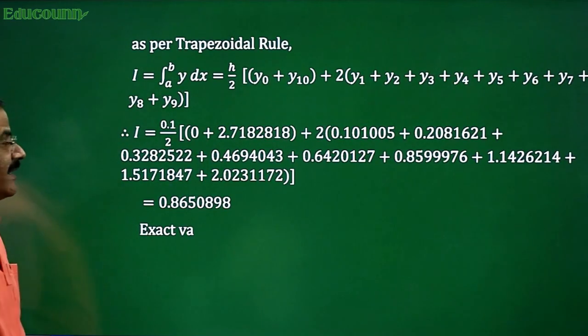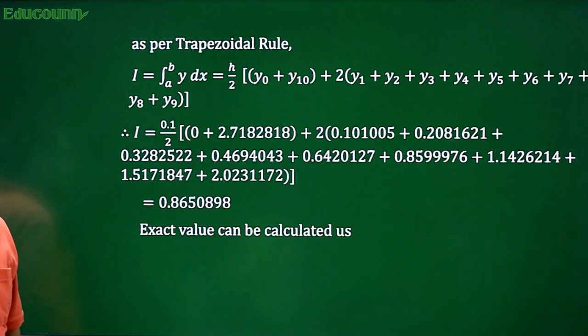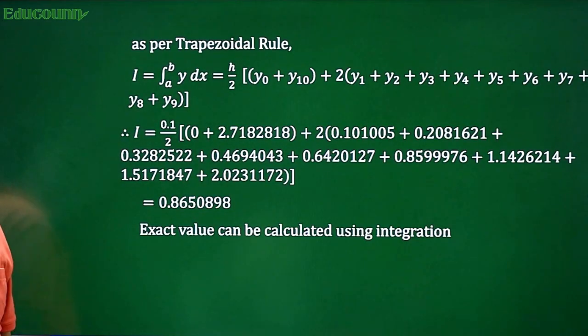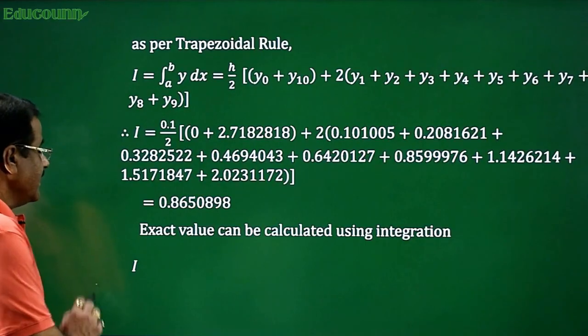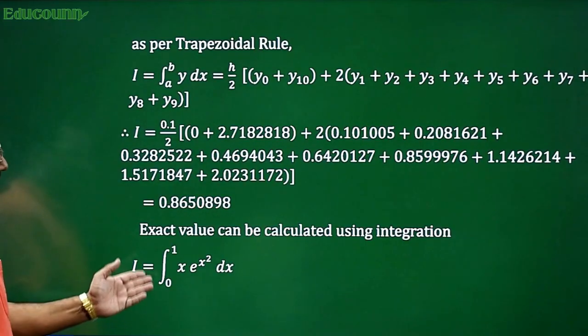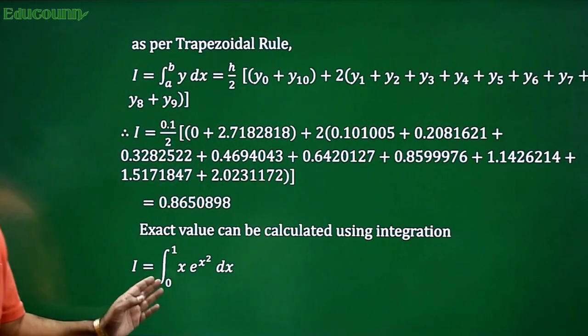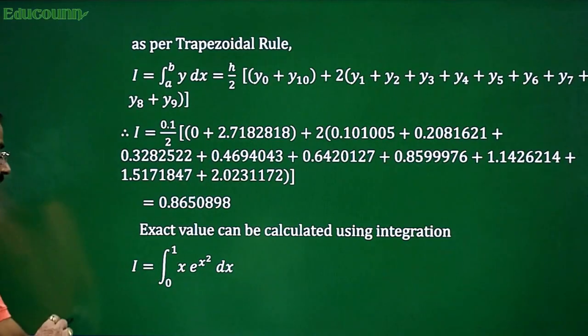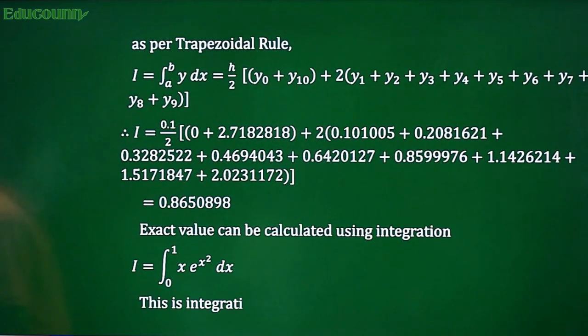Okay, now let us see the exact value. Exact value, as I told you earlier, we can calculate using integration. So we have to find out this integration directly: integration 0 to 1 x times e raised to x square dx. Okay, now you must know the basic knowledge of integration.